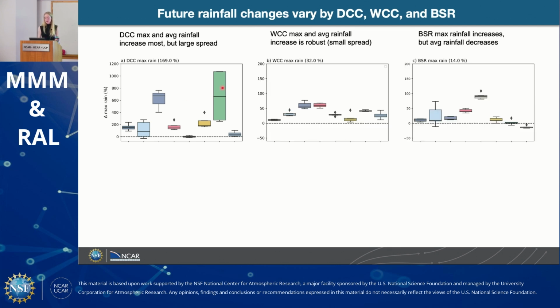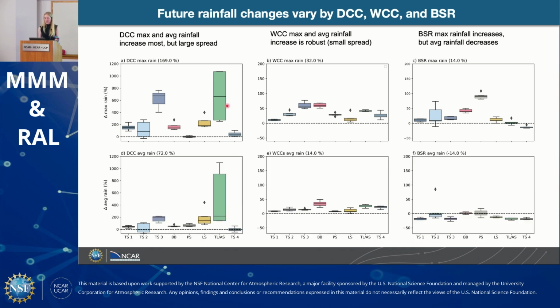So this suggests that this is a very uncertain future response from the ensemble member spread. In the wide convective cores, we do also see an increase, but you can see the spread between the ensemble members is much smaller. So this is indicating that it's a much more robust future response in that rainfall change. And then broad stratiform region, we see a slight increase with some variability in the ensemble members, but not as much as the deep convective cores.